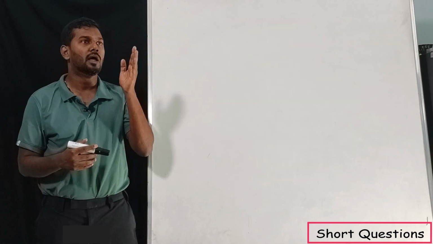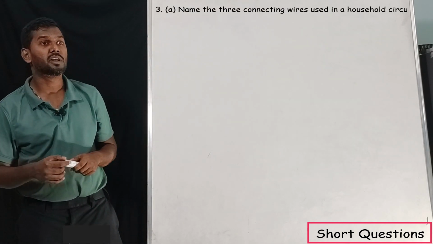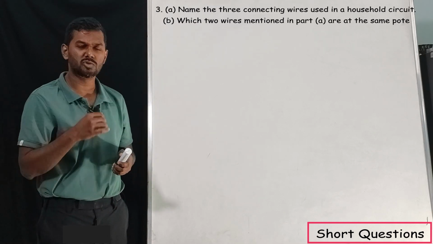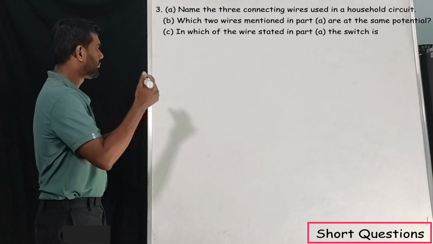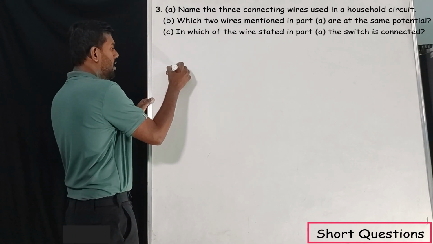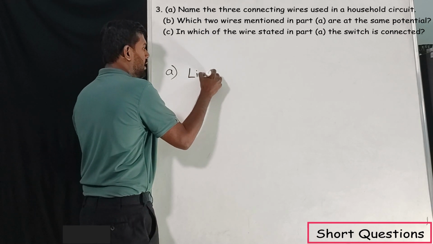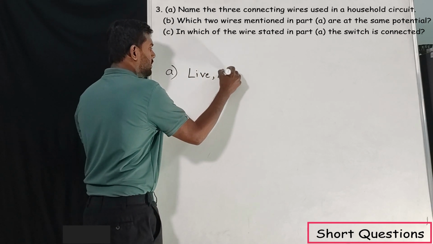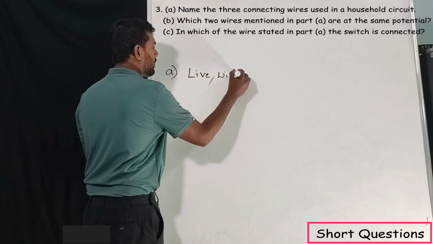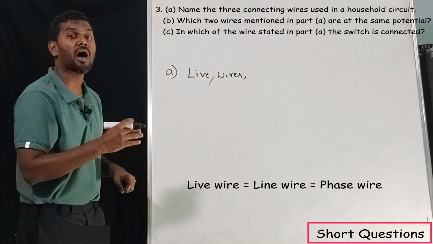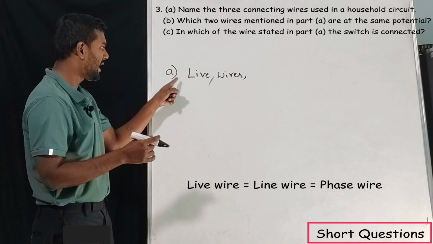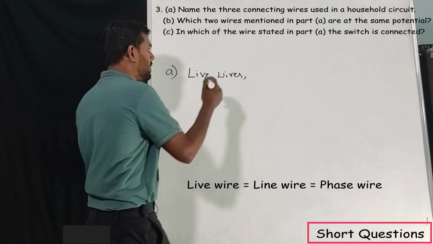Our next question: name the 3 connecting wires used in household circuits, and we have 2 more sub questions. First we will answer this sub question: name the 3 connecting wires. Live wire. See, live wire or line wire, anything is fine. Live or line, both are the same.